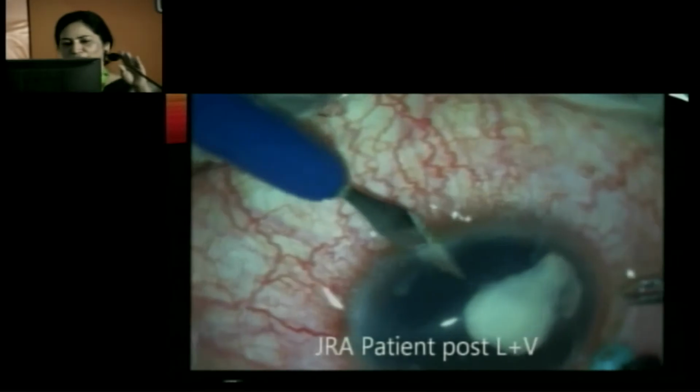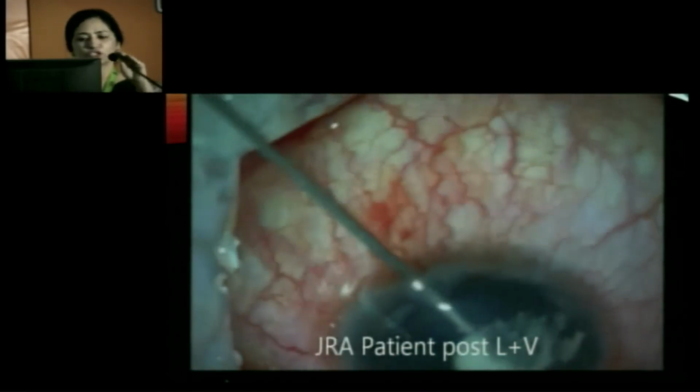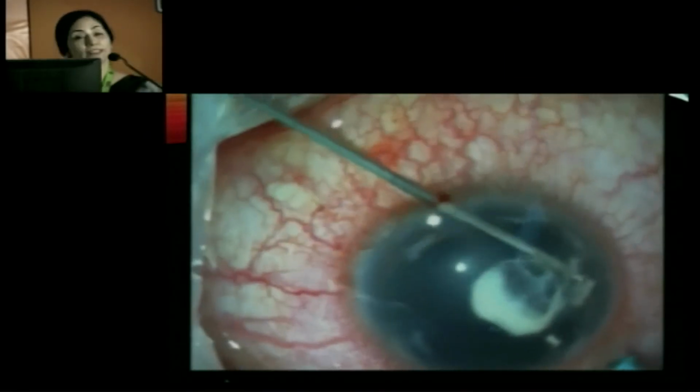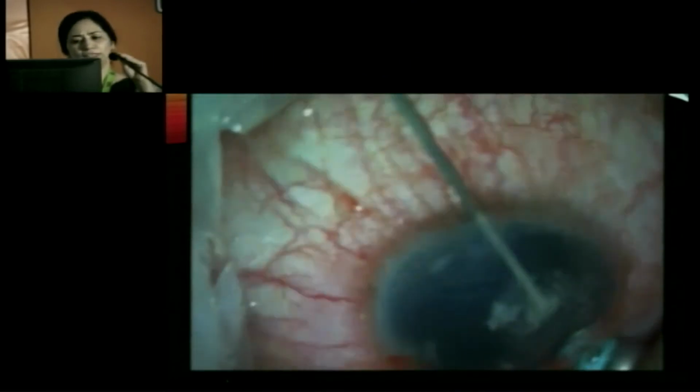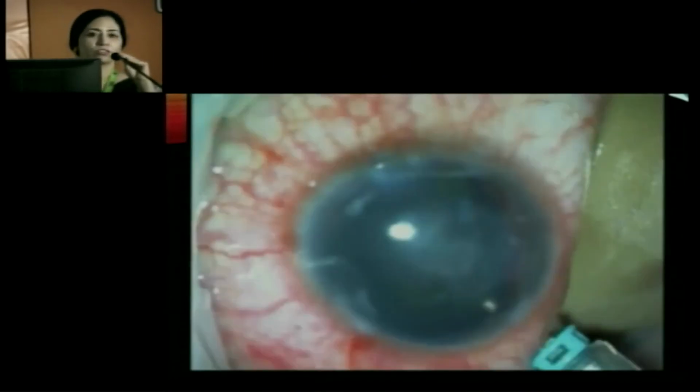Can you play the video, please? Another patient with JRA with intense exudation in the anterior chamber. The patient has already undergone lensectomy, vitrectomy. This also turned out to be a fungal endothelial abscess.